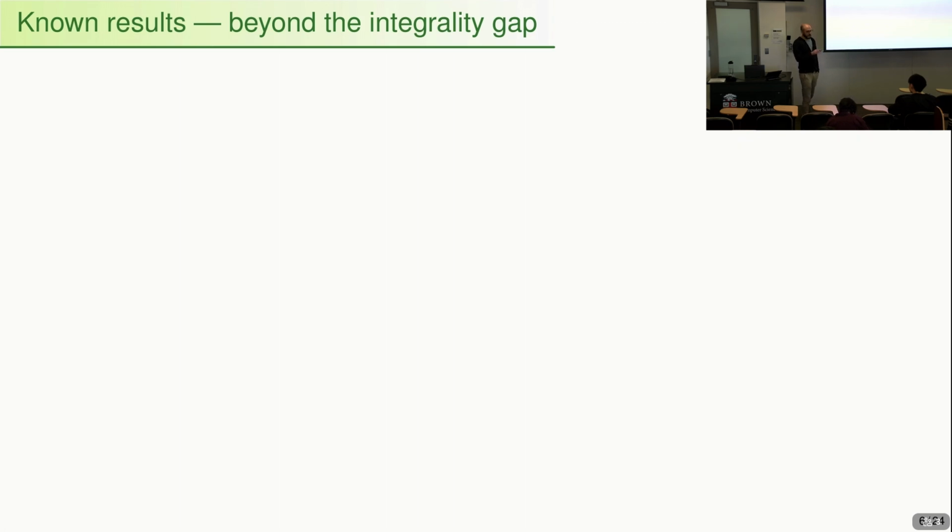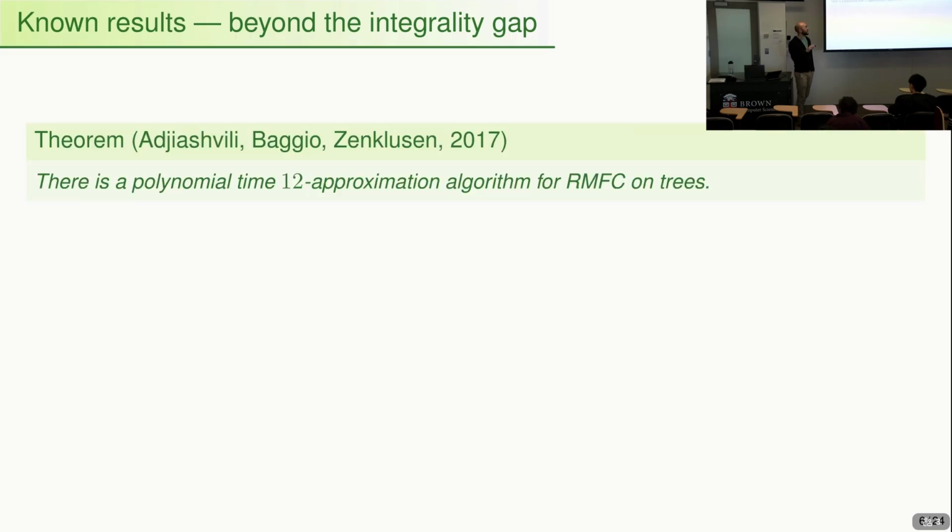And there are already approximation guarantees which beat this integrality gap. It started with the 12-approximation by Adjiashvili, Baggio, and Zenklusen. And what's kind of interesting is that they still somehow use this LP, which has a super constant integrality gap. And I will describe in a few minutes how exactly one can use this. Essentially, solving this LP can help us to efficiently guess some information about an optimal solution, because the LP has some certain kind of sparsity, and this can help us. But we will discuss this in more detail, because it's also important for us.